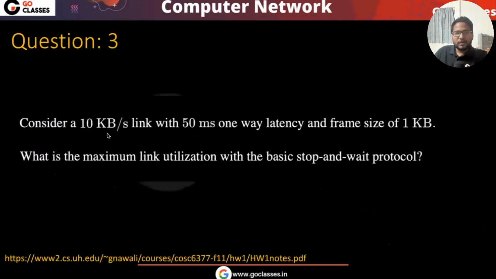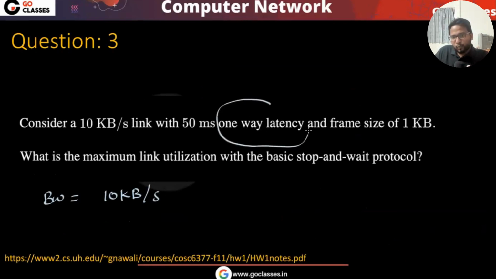What they are saying: consider a 10 kbps link. So bandwidth is given to us, which is 10 kbps, with 50 millisecond one-way latency. One-way latency means, can you guess what it might be? It is propagation delay. Yes, it is propagation delay. So 50 millisecond is the propagation delay.